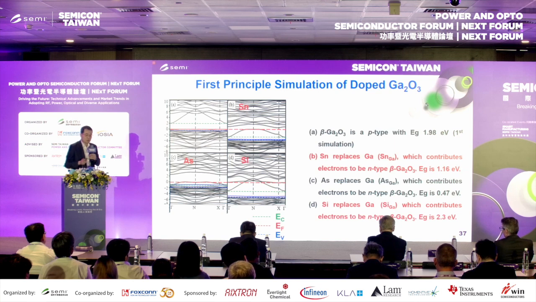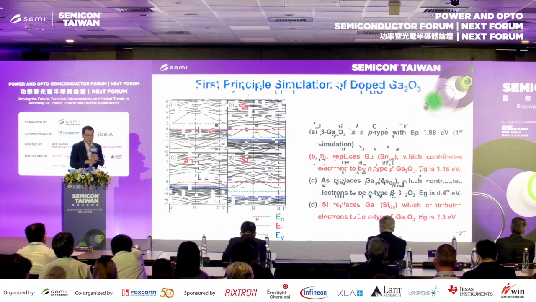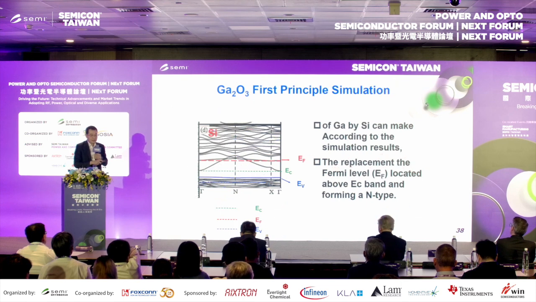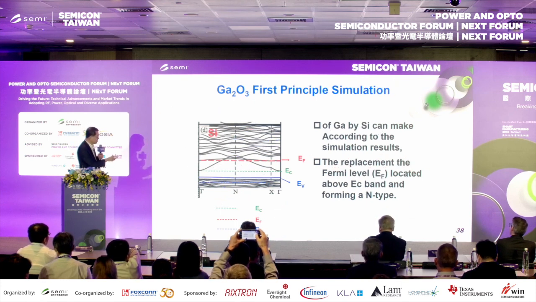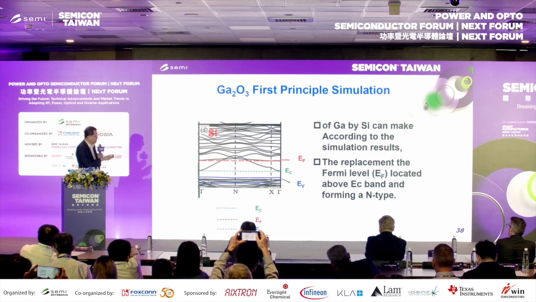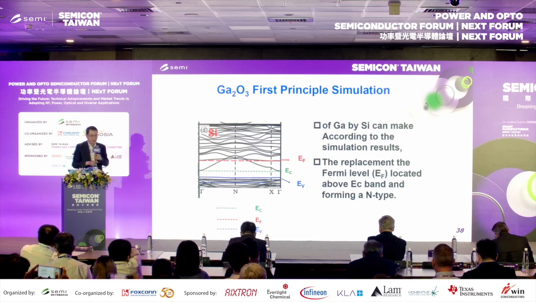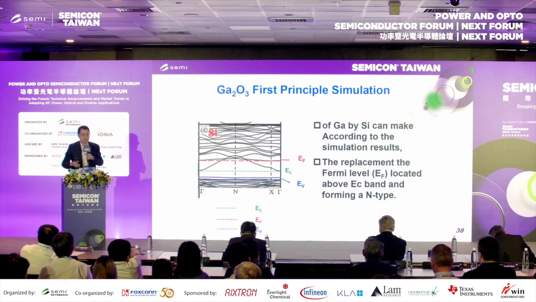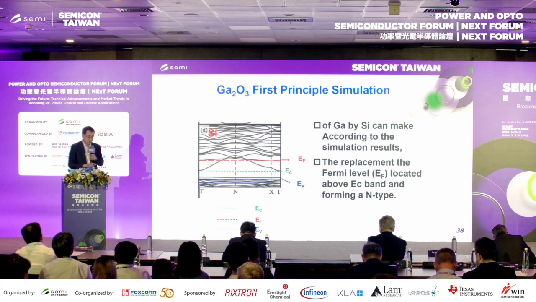The band gap is about 2.3 electron volt. And also we can see, continuously, this is the conduction band, valence band, and Fermi level. And if the gallium is replaced by the silicon, the replacement can form the N-type here.